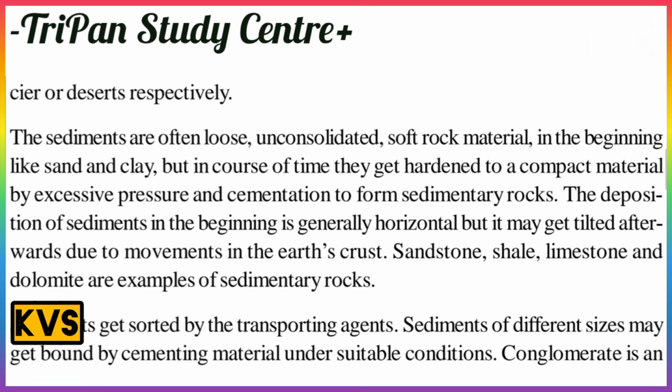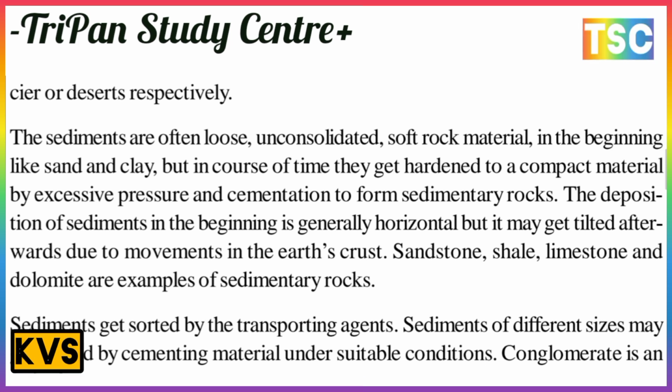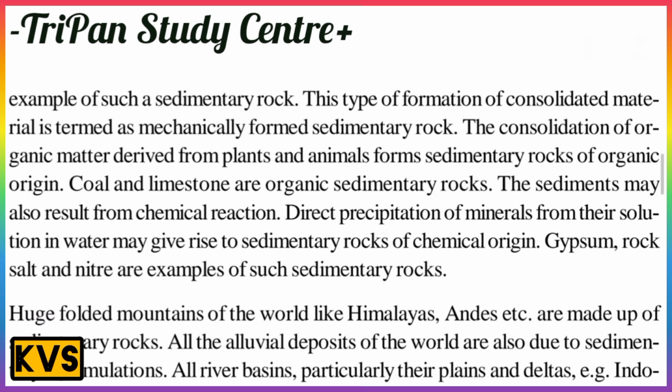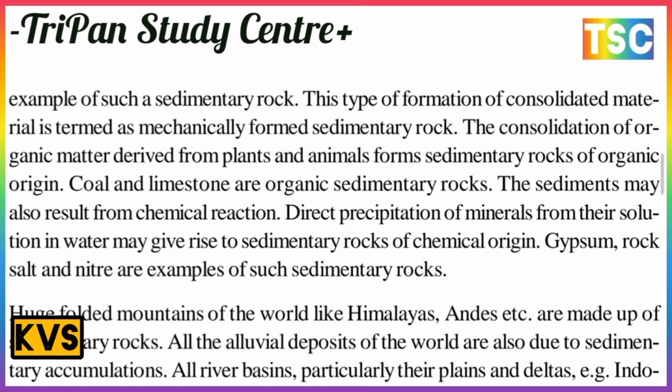The sediment gets sorted by the transporting agent, and sediments of different sizes may get bonded by a cementing material under suitable conditions. Conglomerate is an example of such sedimentary rock. These types of formation of consolidated materials are termed mechanically formed sedimentary rock. The consolidation of organic matter derived from plants and animals forms sedimentary rock of organic origin. Coal and limestone are organic sedimentary rocks, and sedimentary rock may also result from chemical reaction.